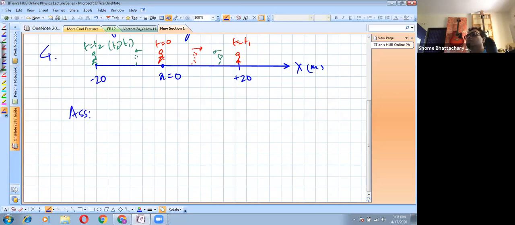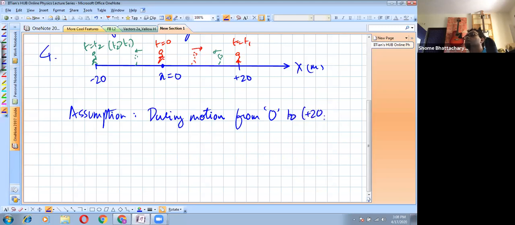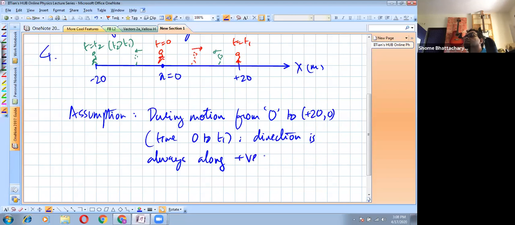The assumption here is that during the motion from the origin to the point plus 20 comma 0, that is, during time 0 to t1, the direction of motion is always along the positive x-axis. That is what we are assuming here: the body does not turn during that motion. It does not take a U-turn at any point of time.